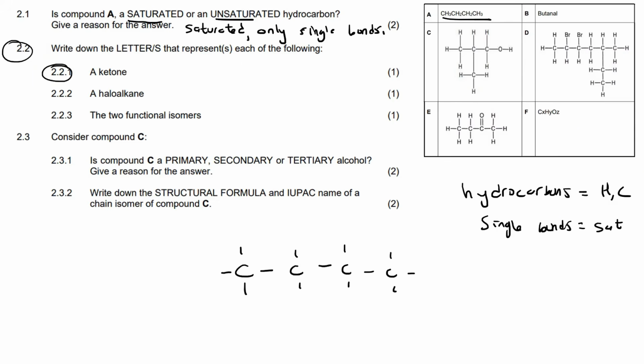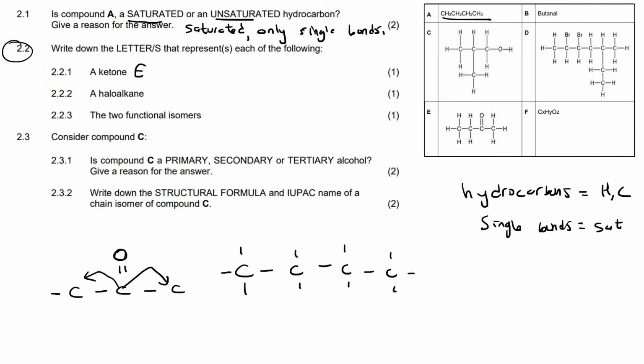This one says write down the letter that represents the following. This one, a ketone. So we know that a ketone has a carbon with a double bond oxygen, and that carbon is somewhere in between two other carbons. So the answer would be E. You can see over here we've got a carbon there with a double bond oxygen, and that carbon is in between two other carbons. So the answer there would be E.